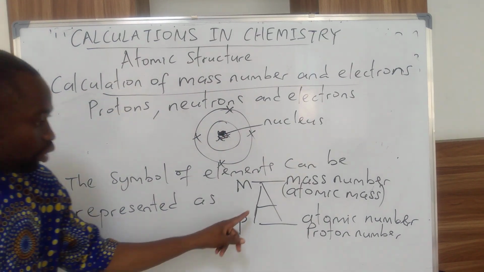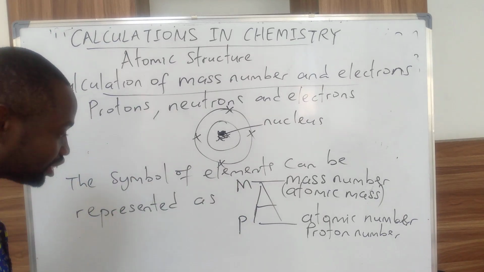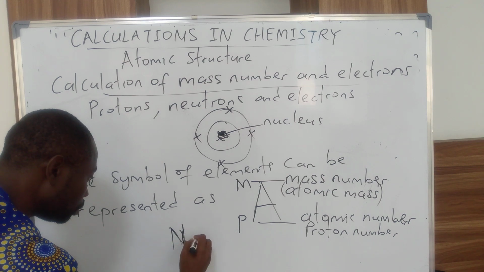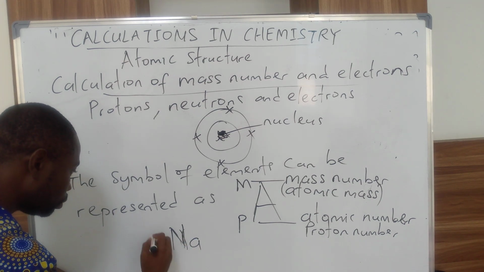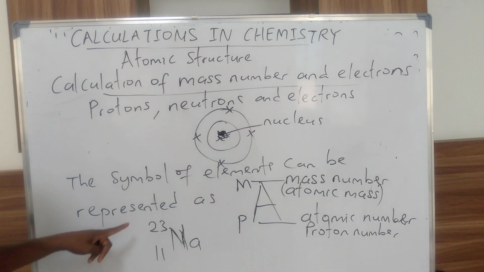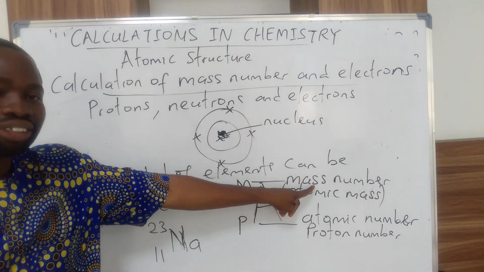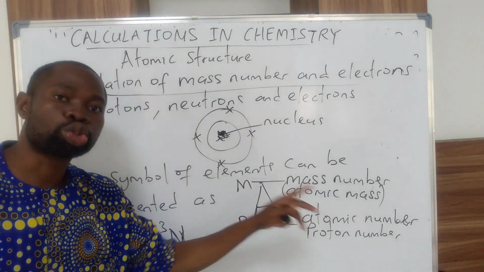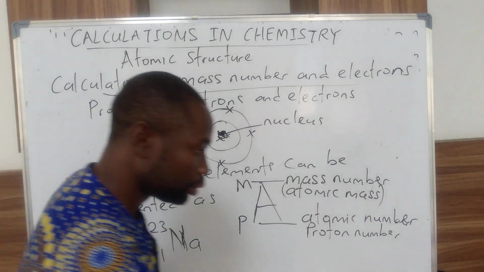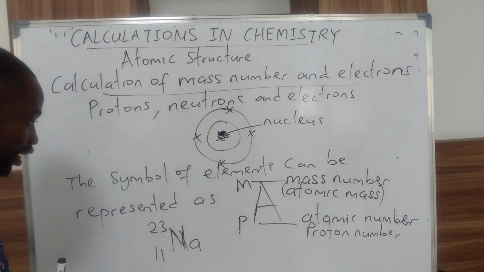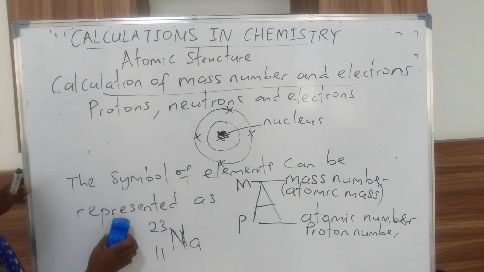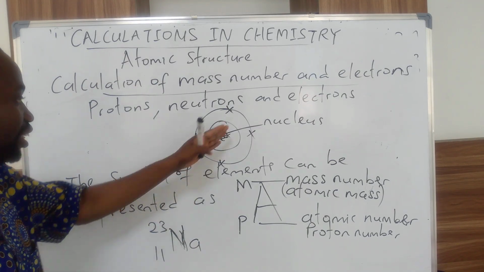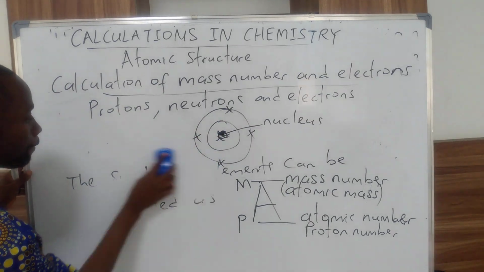Whenever you see a symbol, let me give you an example. I have something like this: sodium, 11 and 23. This is an example now. This 23 is the mass number or atomic mass. This 11 is the proton number. I hope we are together. Now we're going to look at how we calculate the mass number and electron number in an atom. That is what we are looking at today.